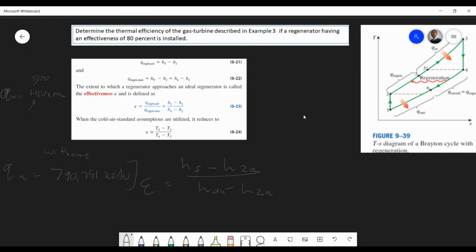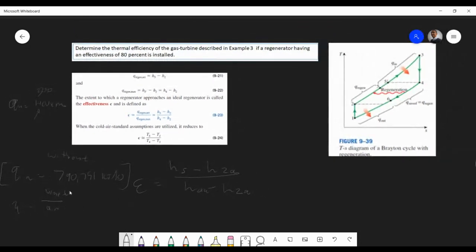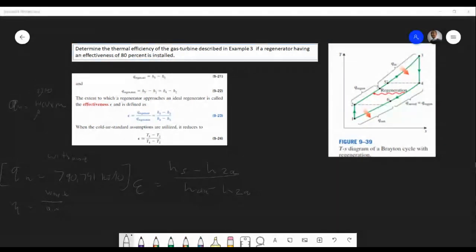Now, Q in is a very important metric because Q in determines your thermal efficiency, right? And if you increase Q in, what happens to efficiency? Who can tell me? Students?